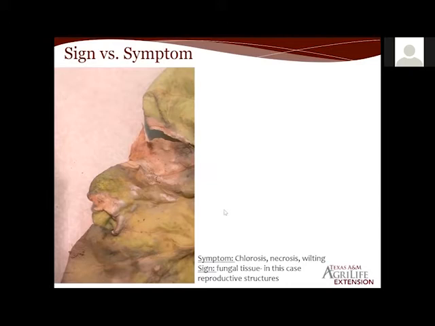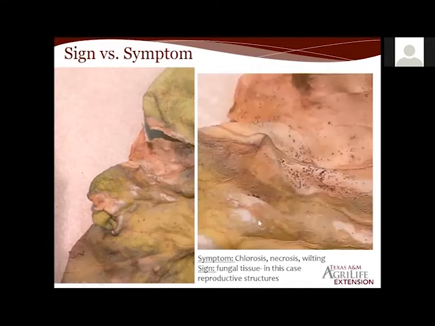Okay, so we're going to do a little work through here. This is a cabbage leaf, and we have signs and symptoms both in this photo. Symptoms would include yellowing or chlorosis, tissue death or necrosis, and wilting. And we have signs here. You can see it better zoomed in here. This is just cropped from here.